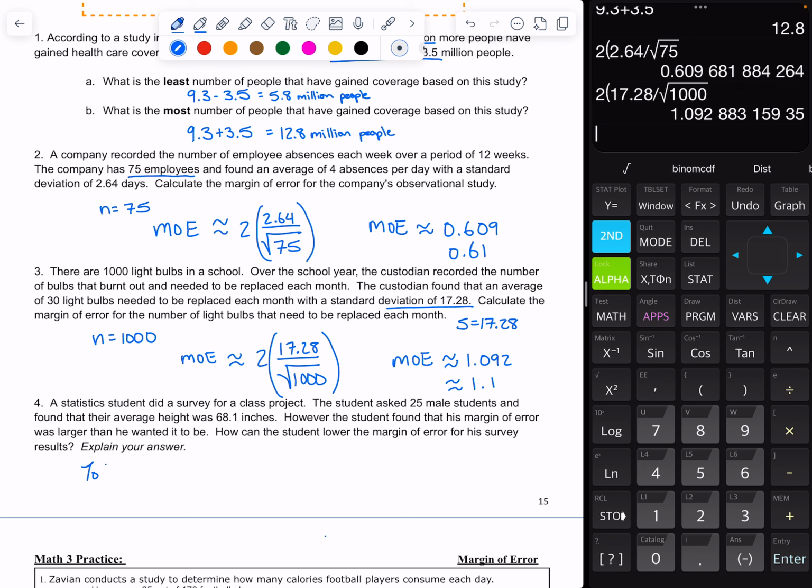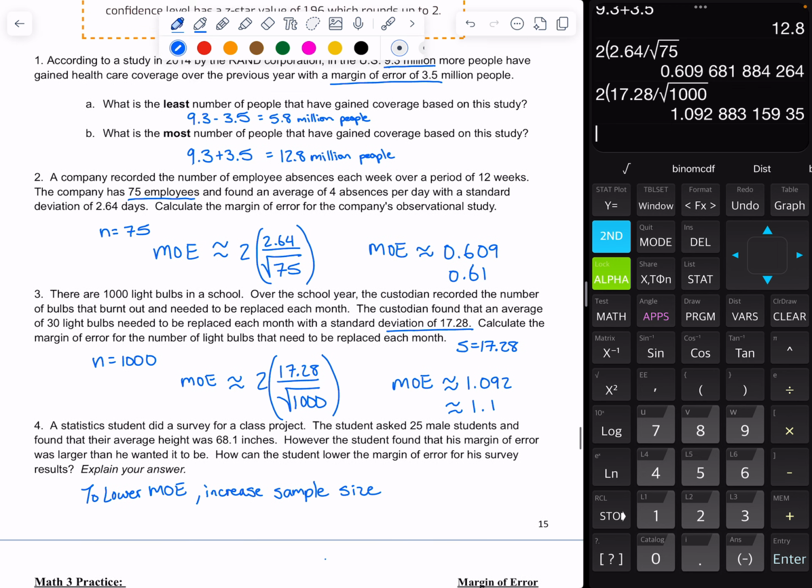So in order to lower the margin of error, you always need to increase the sample size. Increasing the sample size will make it closer to the actual population, and that will always decrease your margin of error because your data is more accurate when your sample is larger, because like I say, then it's closer to the population which we're always trying to find something about. So that is, I think, all we need for these examples.